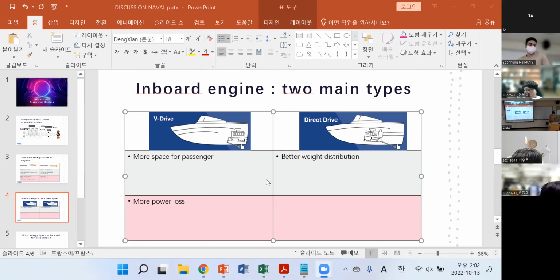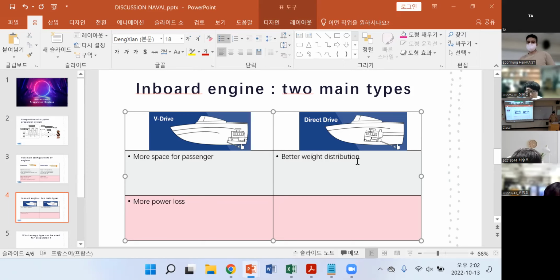And maybe for the direct drive, since it's in the middle of the boat, it's more accessible, so easier to maintain.